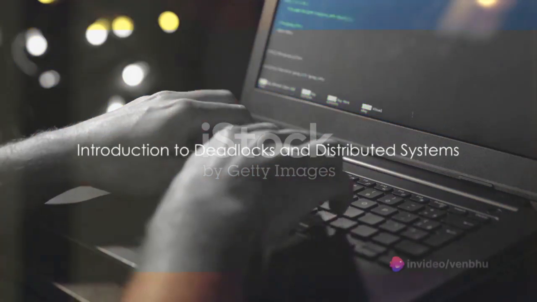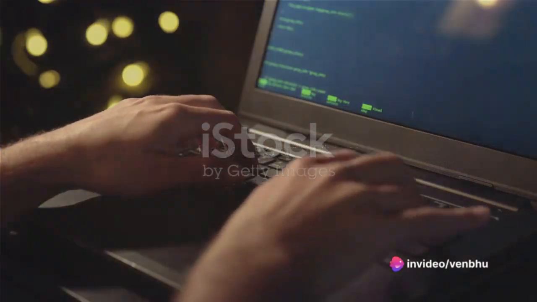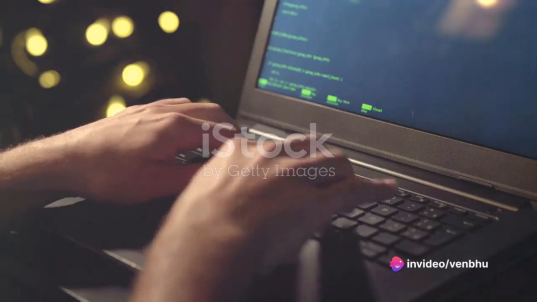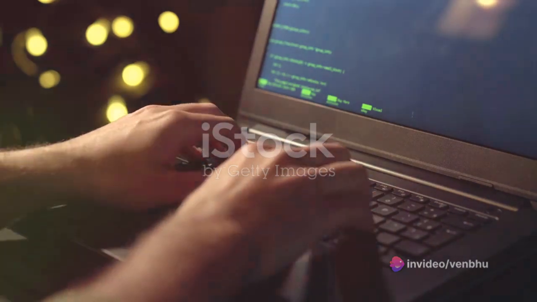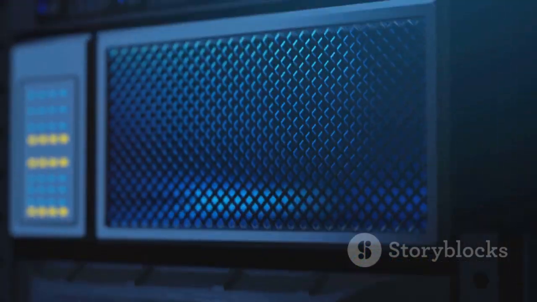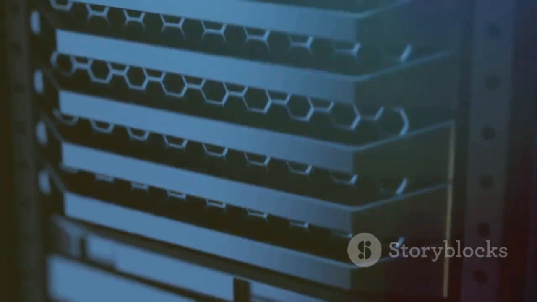Ever wondered how to detect deadlocks in a distributed system? The answer lies in a clever algorithm known as the Chandy Misra Haas algorithm. This algorithm is a cornerstone in the world of computer science, particularly in the realm of distributed systems.